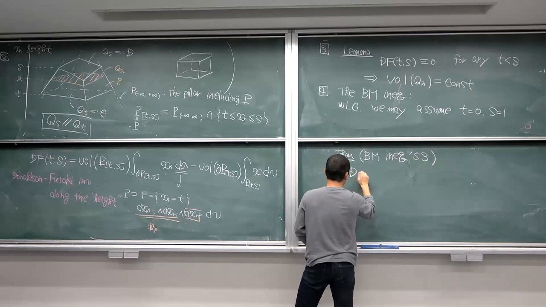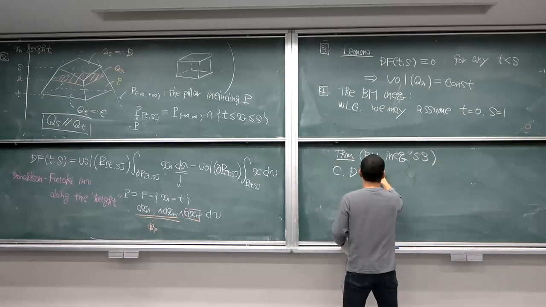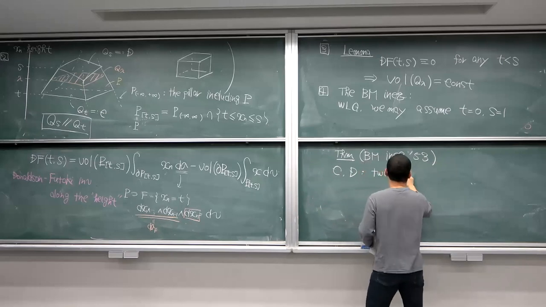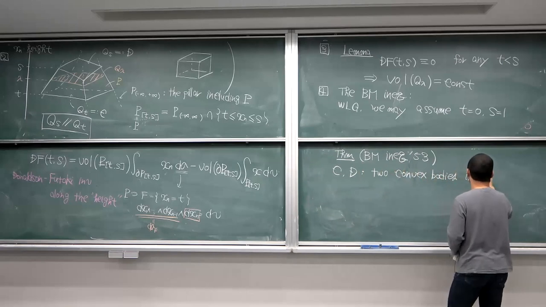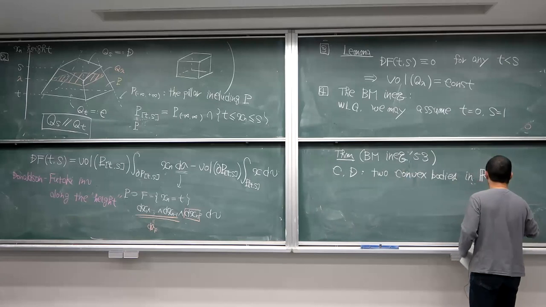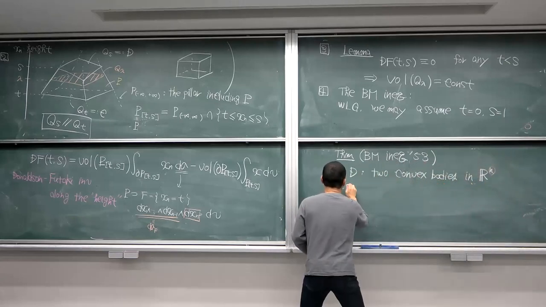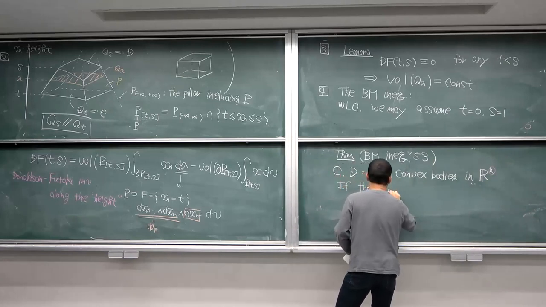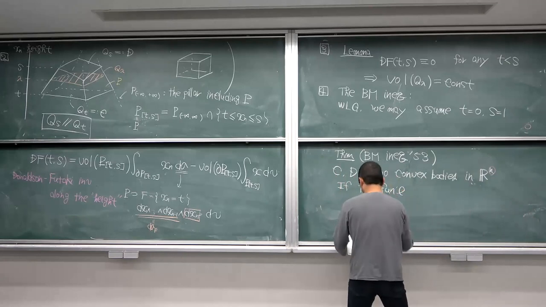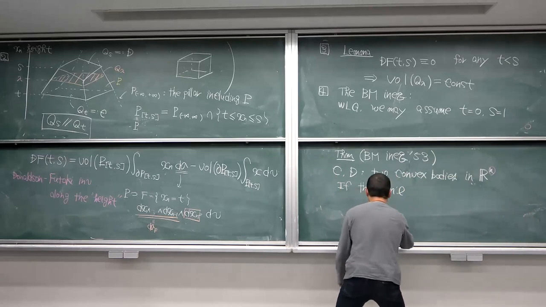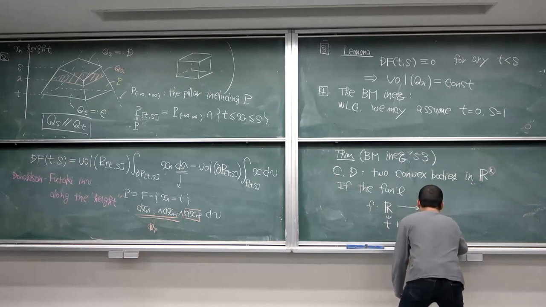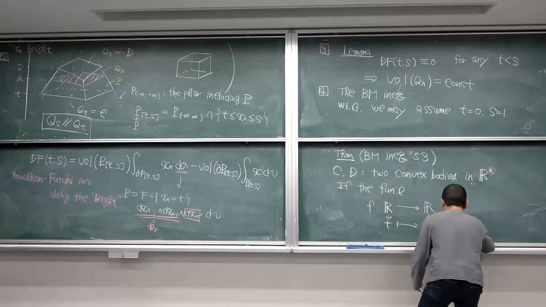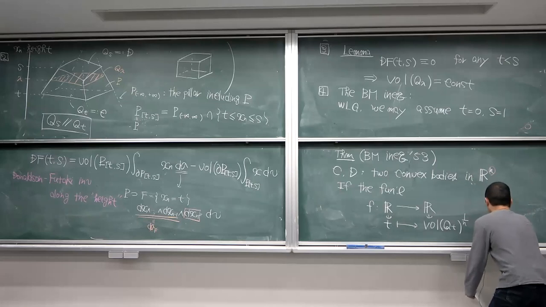If we write down the explicit statement of this inequality, firstly, we consider two convex bodies in R^n, the Euclidean space, which has been given here. Then, if the functional f is a function from R to R, we consider the volume of the slicing of Q_t. And so it is not strictly concave.